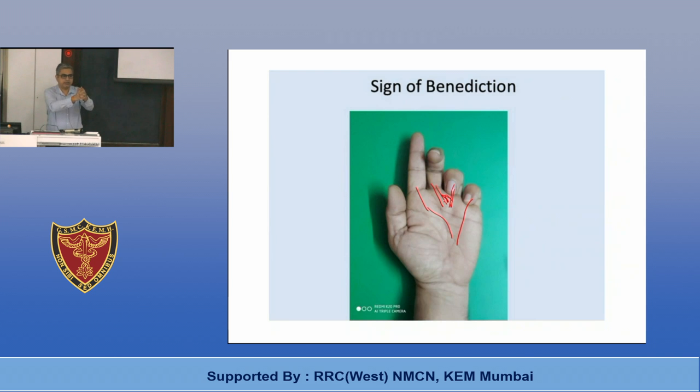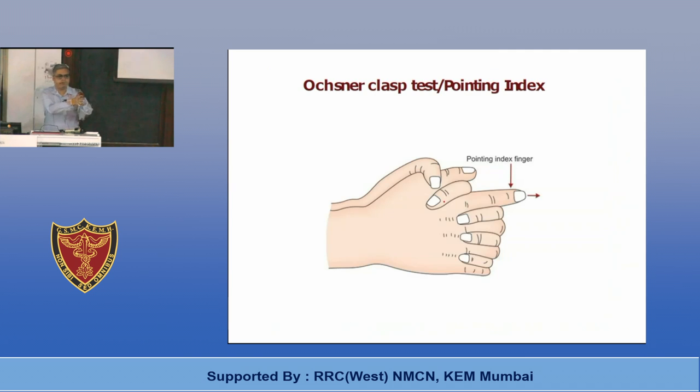Ask them to clasp the fingers together. That is known as this test. This is the sign of benediction, the Ochsner clasp test or pointing index. You ask the person, and they are not able to flex the index finger. So this is again for the median nerve, especially for the thenar group of muscles.